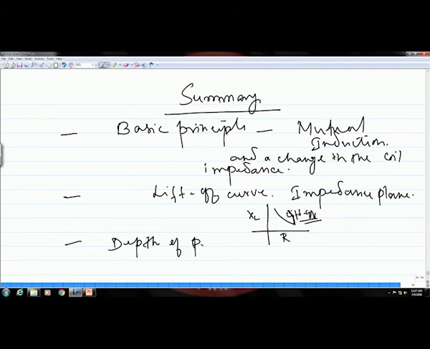Then we saw what will be the depth of penetration for the eddy currents, and that depends on primarily the frequency and the conductivity of the material, and this is one parameter that we defined for depth of penetration, and this parameter is called as standard depth of penetration delta, which is given by the frequency, the conductivity and the magnetic permeability of the material.